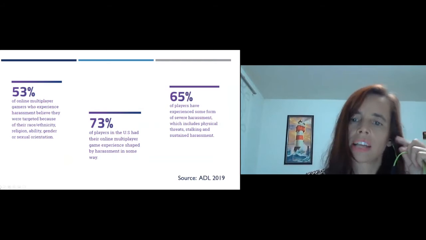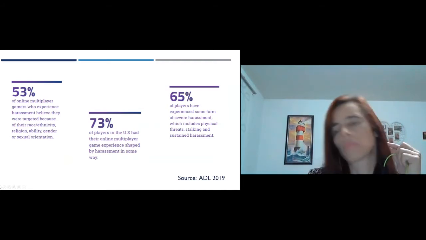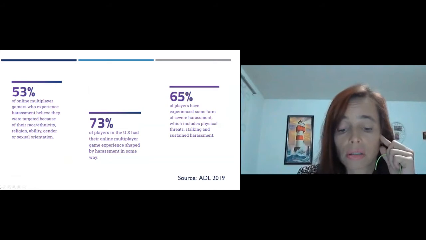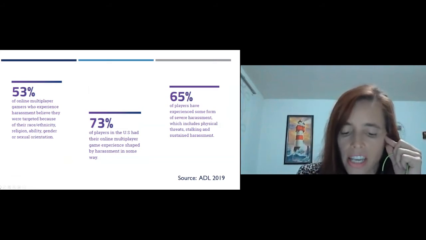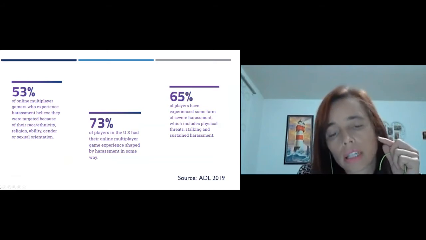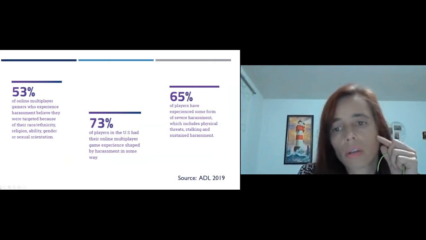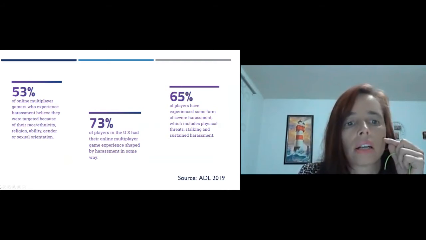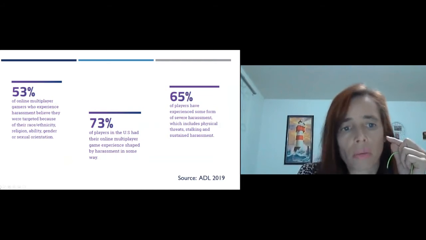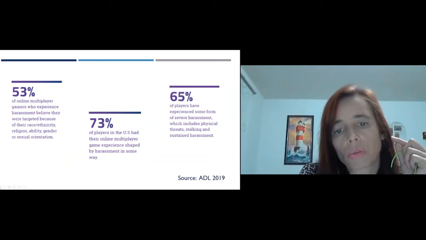So is it really that bad when talking about hate speech in games? Here are some figures which were produced by an anti-hate organization in the US. They had a closer look at gamers in the United States and what they experienced regarding hate speech. And you can see the figures really speak for themselves. So a lot of people have already come across hate speech or some kind of harassment.